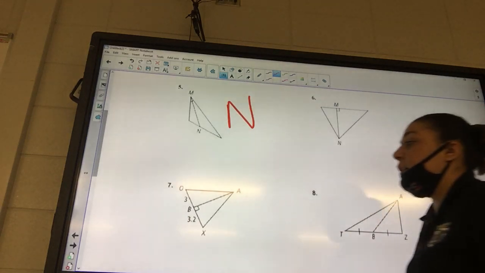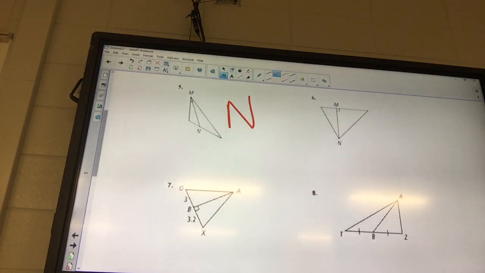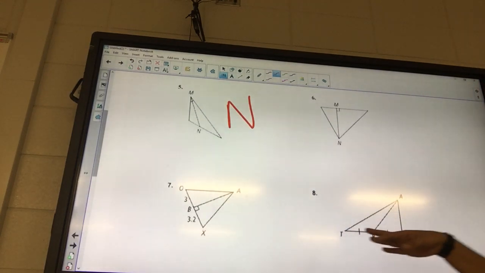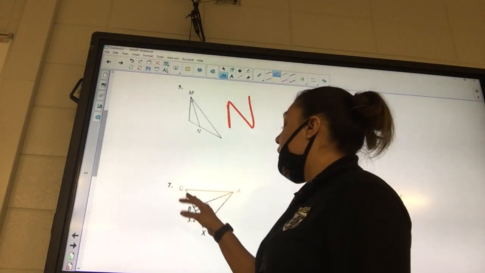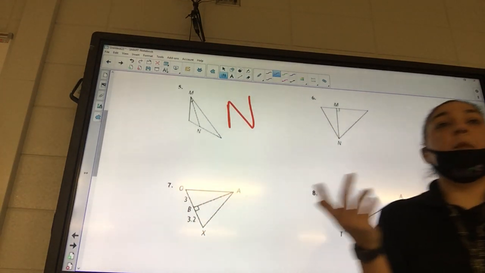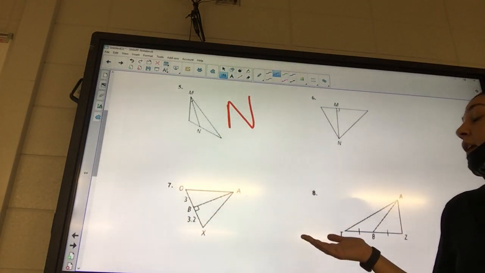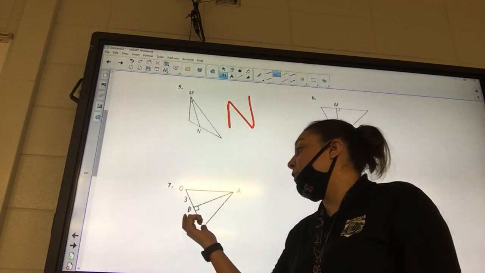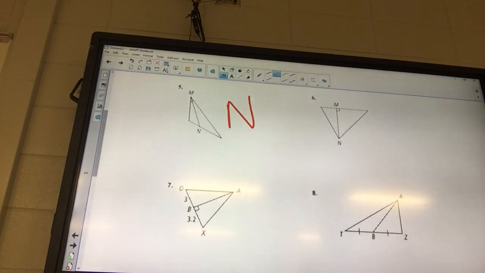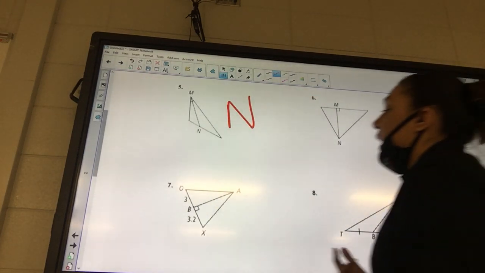Okay, look at 7. So it's a triangle. It has a right angle. Okay, and it gives us some numbers for each side. So maybe that's where you would have tick marks. But one side of it is 3, and one side of it is 3.2. Okay, so is it going to be a median, altitude, or neither? Altitude.